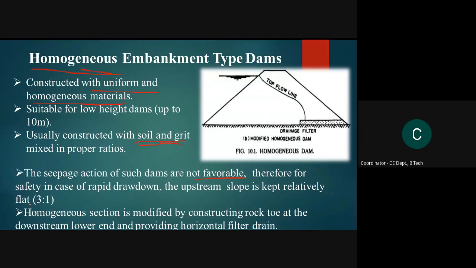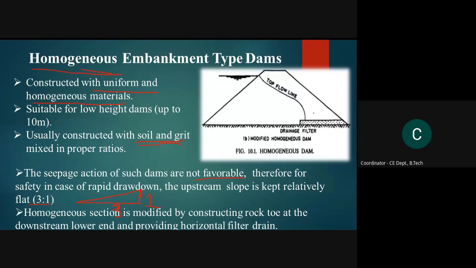It is relatively taken to be 3:1. Say if this is 3, then this is taken as 1. This kind of slope is most desirable in order to reduce the effect of rapid drawdown. The next point says that the homogeneous section is modified by constructing a rock toe at the downstream lower end and providing a horizontal filter drain.